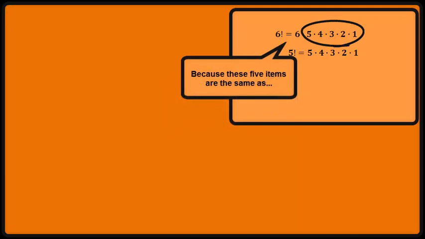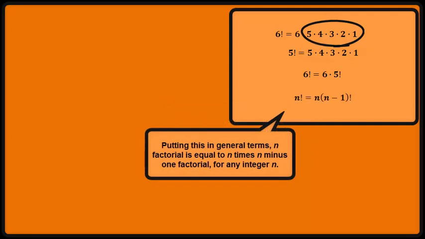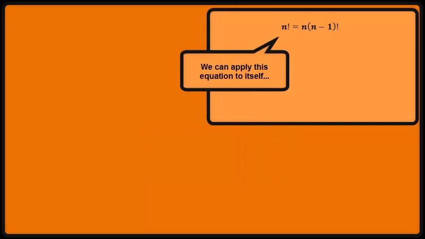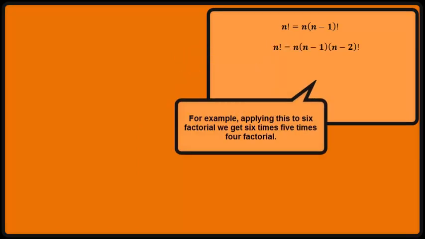Because these 5 items are the same as 5 factorial, we can say 6 factorial is equal to 6 times 5 factorial. Putting this in general terms, n factorial is equal to n times n minus 1 factorial for any integer n. We can apply this equation to itself and get the following result. For example, applying this to 6 factorial, we get 6 times 5 times 4 factorial.